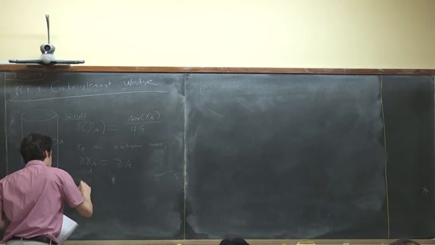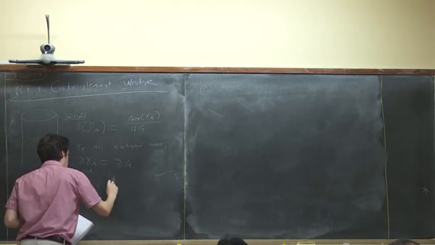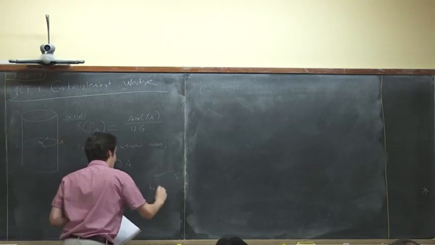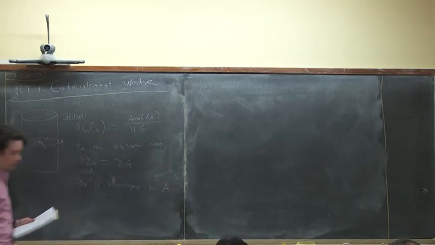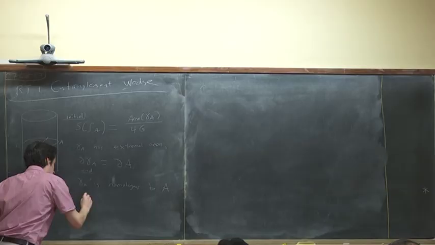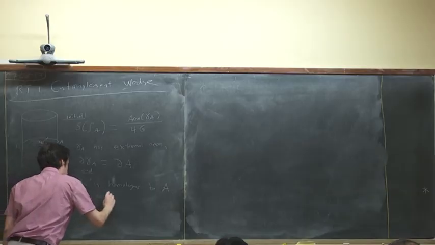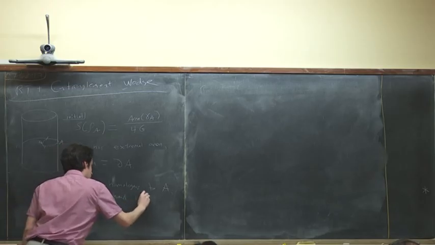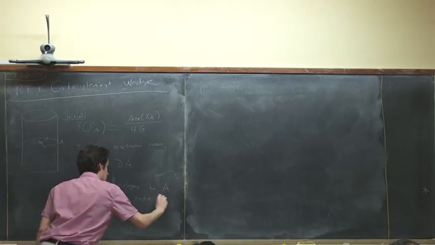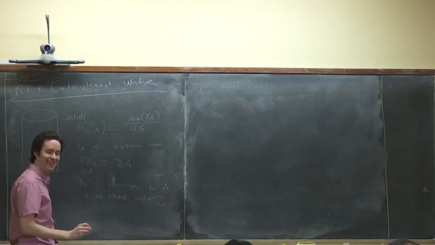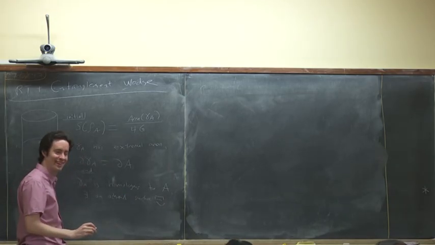We need that gamma A is homologous to A. Don't worry about that too much for now, but what this means is that there exists an achronal surface. I'll call it, I think this is capital chi.